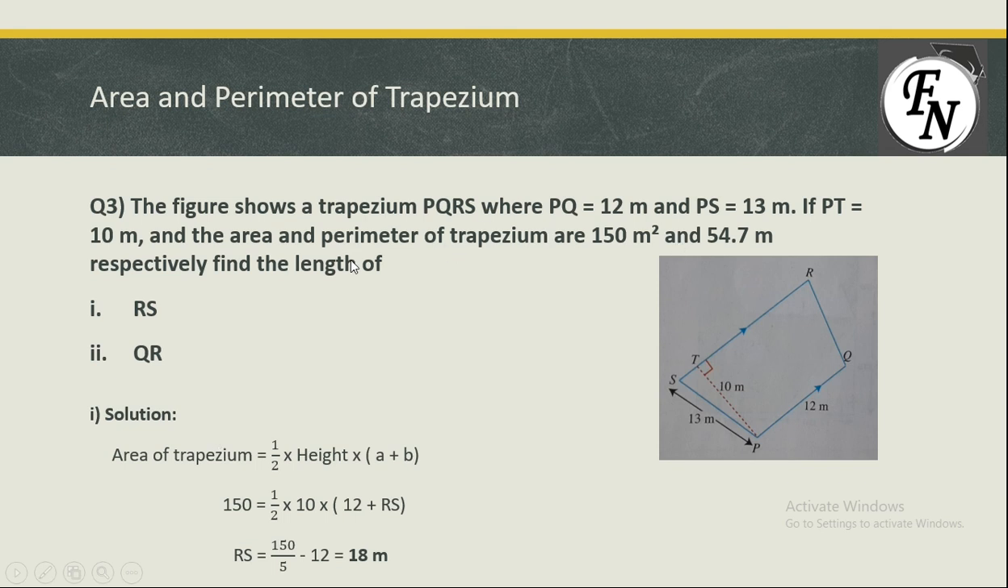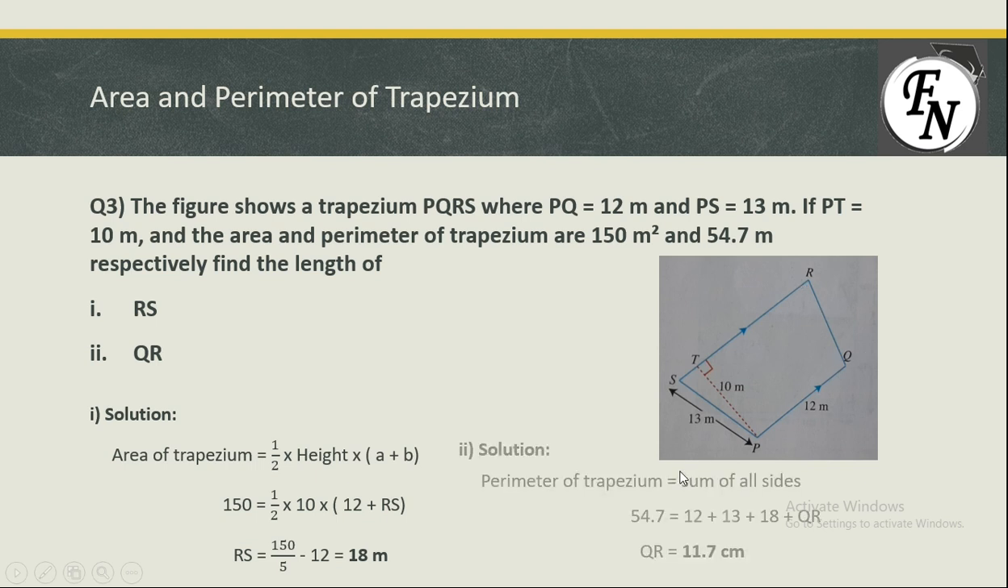After that, I need to find the perimeter. I have been given the perimeter as 54.7 meters, and I need to know this RQ value, this QR value. So I can add all the values to get the perimeter. I can add this PQ, this QR, this RS, and this SP. I have the value of PQ, I have PS, I have SR now, as I've calculated here, and this QR is unknown and needs to be calculated.